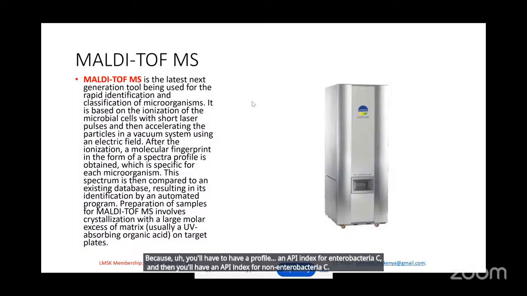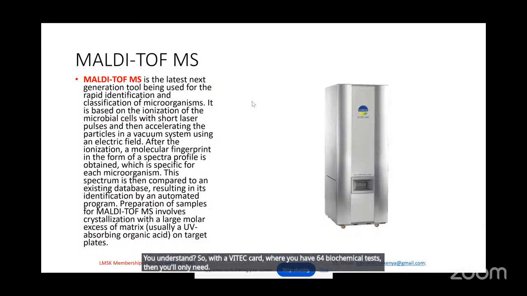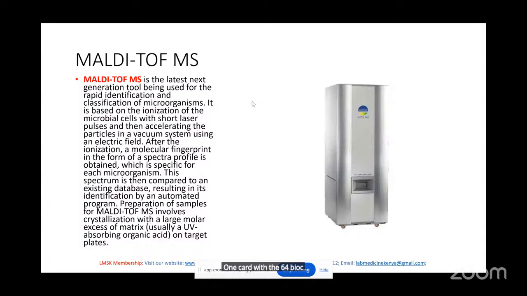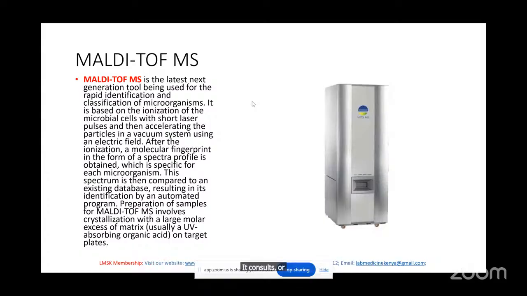You understand? So with a Vitek card where you have 64 biochemical tests, you'll only need one card with the 64 biochemical tests to help you identify your bacteria. So it merges the different API profile indices into one.